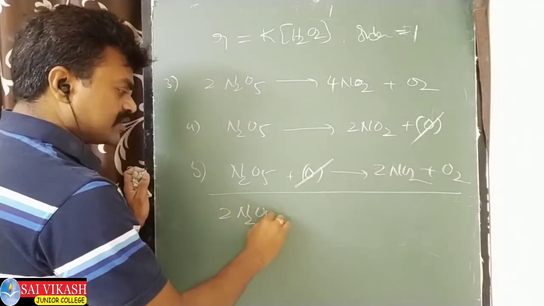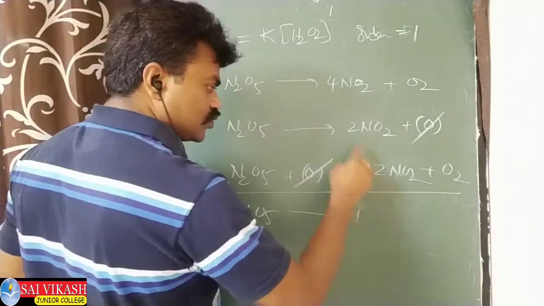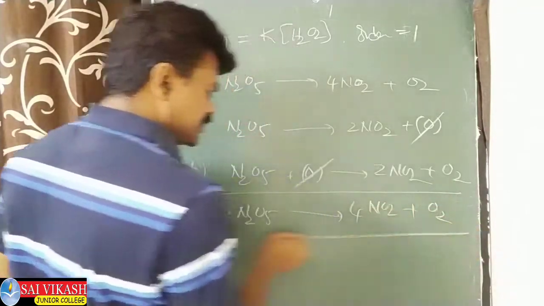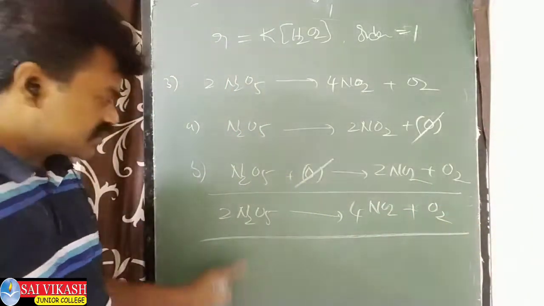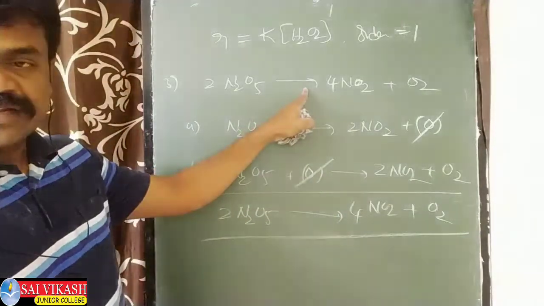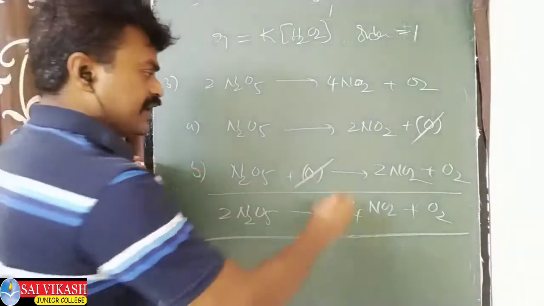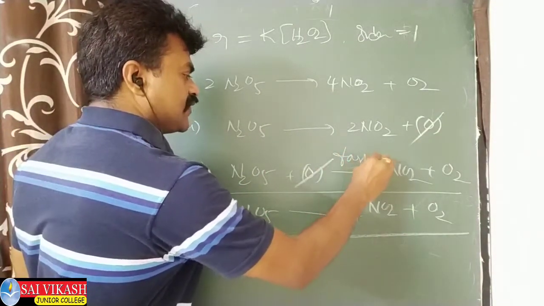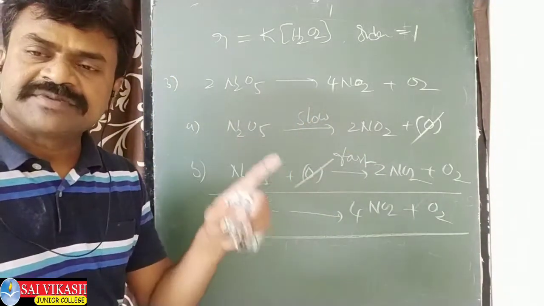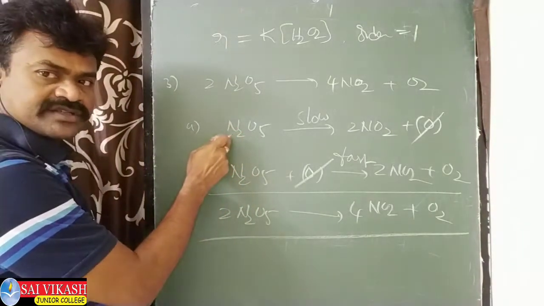2N2O5 gives 4 moles of NO2 and oxygen is forming. So this N2O5 dissociated to form like this. This is only the overall reaction. It takes place in 2 steps. Here also nascent oxygen is involved. Nascent oxygen involved reactions are all fast, so the other step will be slow. So the slowest step is the rate determination step. So let's write the rate for the slowest step now.